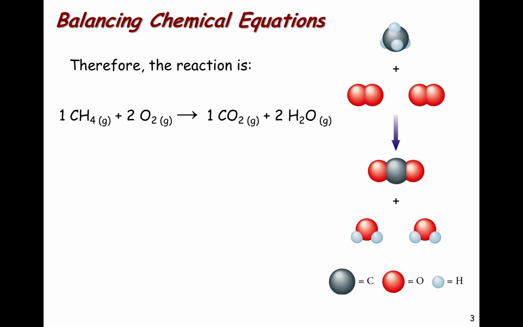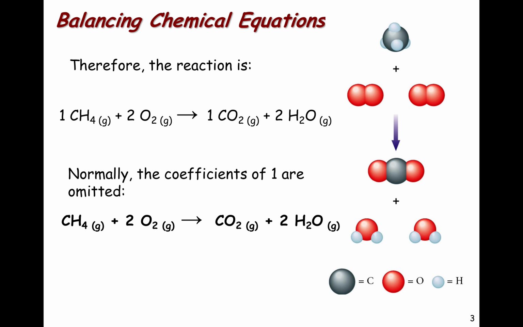At this stage, then, we recognize that the typical convention for writing chemical reactions doesn't involve using 1s in front of the methane and the CO2, so we would typically drop those out of the reaction and write the formula as you see here.